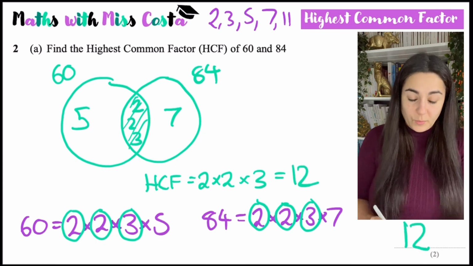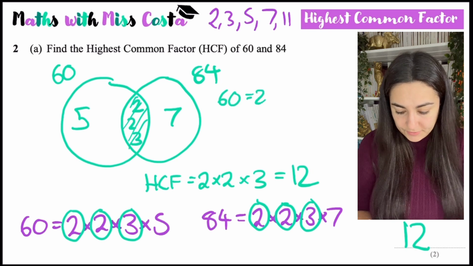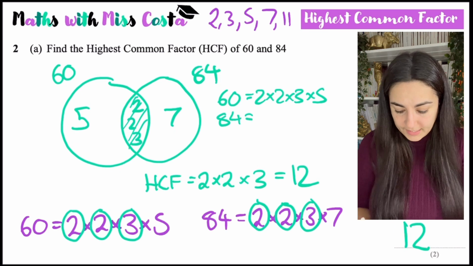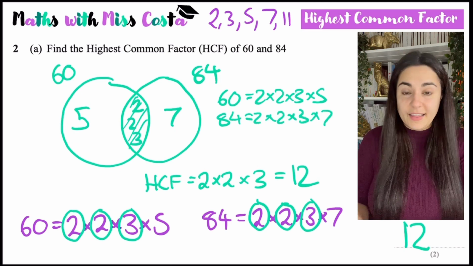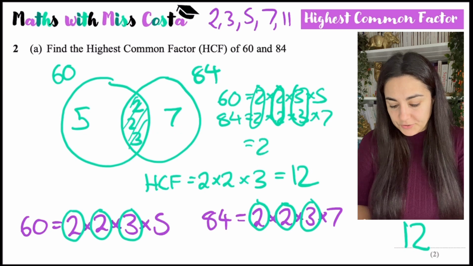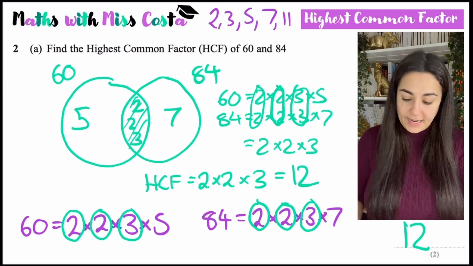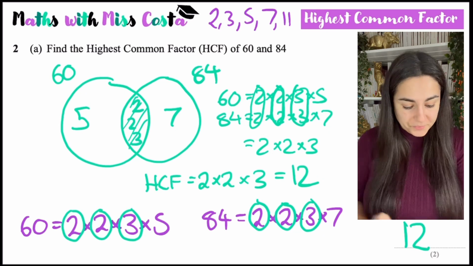Another way you could have done it without drawing the Venn diagram is just by saying that 60 is 2 times 2 times 3 times 5. 84 is 2 times 2 times 3 times 7. And then anything in common, you circle. So you've got 2, 2, and 3. So you could have just said 2 times 2 times 3. They're the factors that are in common. Okay, but that's how we do the highest common factor.